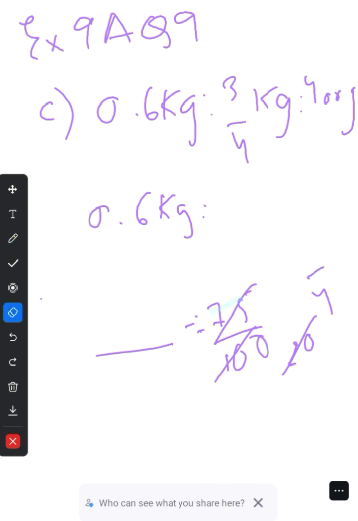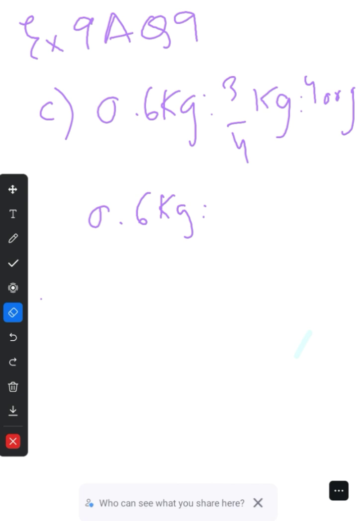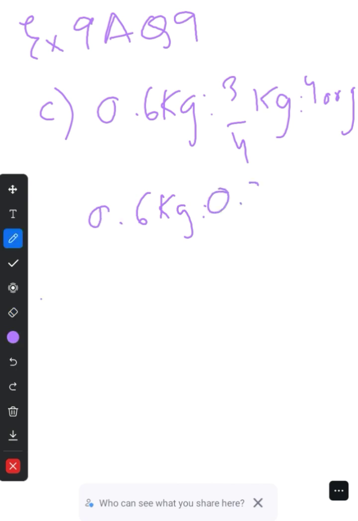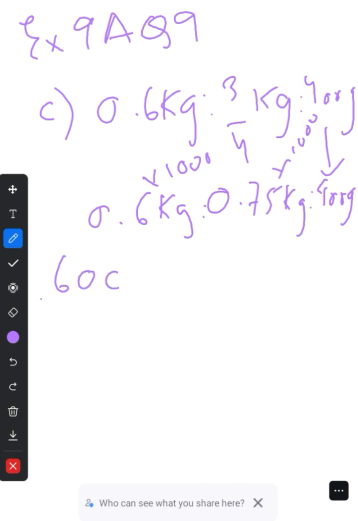Okay. So I will write 0.75 kgs now. Then ratio 400 grams. The next step will be to multiply the kgs with 1,000, right? So it becomes 600 grams ratio 750 grams ratio 400 grams.